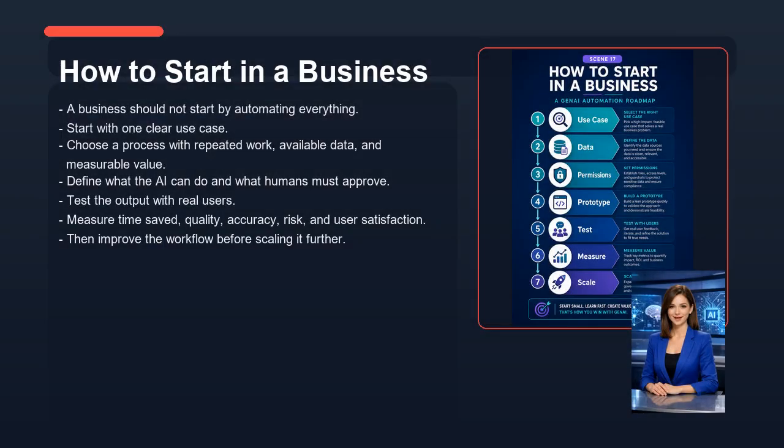Now let's look at how to start in a business. A business should not start by automating everything. Start with one clear use case. Choose a process with repeated work, available data, and measurable value. Define what the AI can do and what humans must approve. Test the output with real users. Measure time saved, quality, accuracy, risk, and user satisfaction. Then improve the workflow before scaling it further.